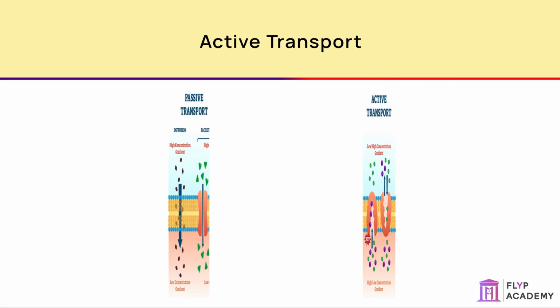Towards the end of the small intestine, most of the glucose will have already been absorbed into the bloodstream, meaning that the concentration in the blood is higher than that in the small intestines. So active transport is used to absorb the remaining glucose into the bloodstream.